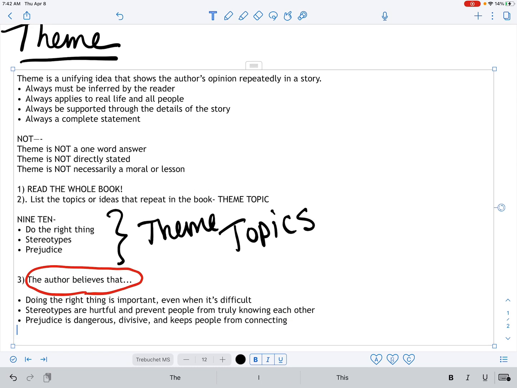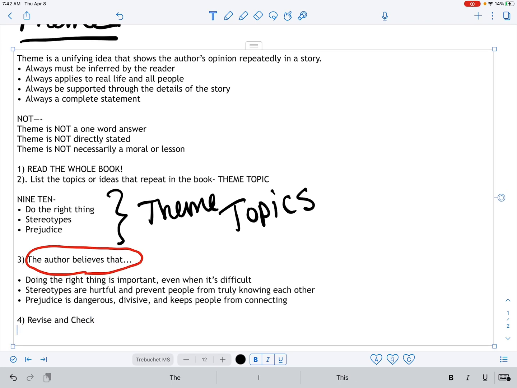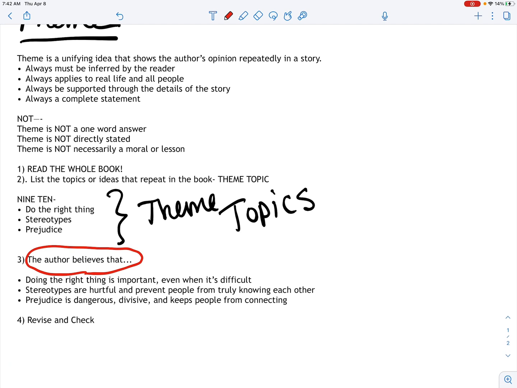Now, the next step when we are really looking for a theme is to revise and check. And what I mean by that is we're going to get rid of that sentence stem. The author believes that. We're going to kill that off because we honestly don't need it now, right? Because we've already come up with our theme statements. Now, when we check it, we've got to make sure that these are complete sentences without that sentence stem.